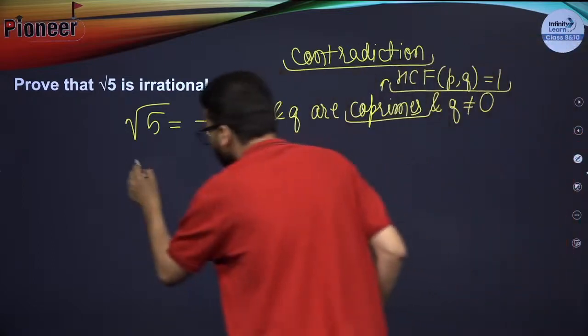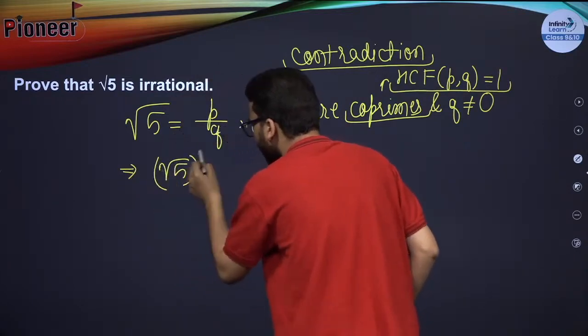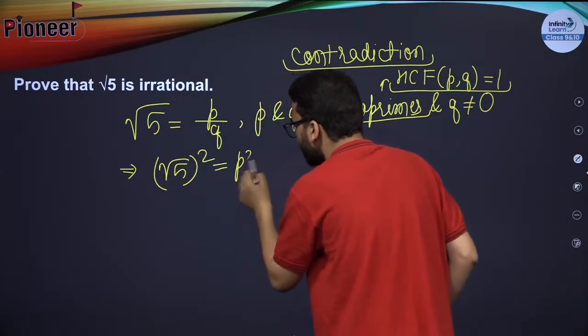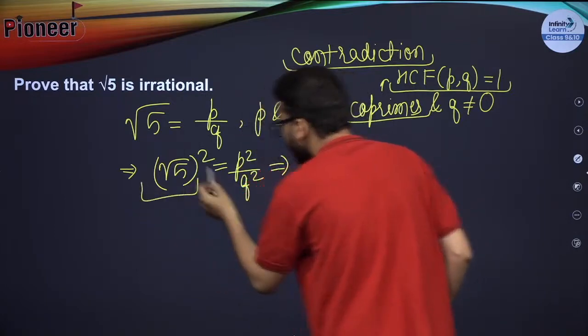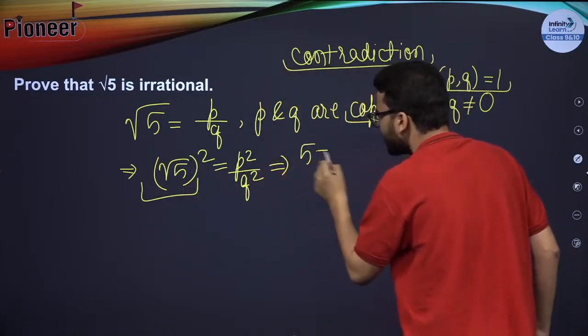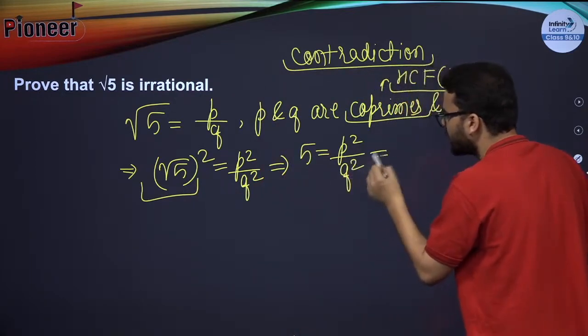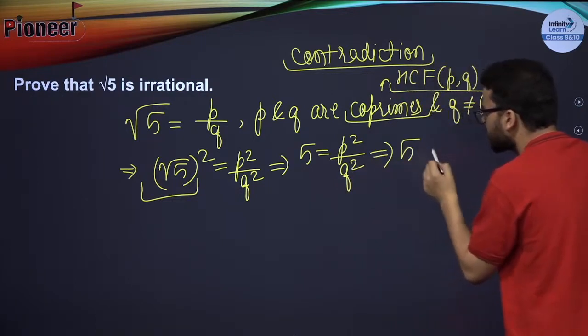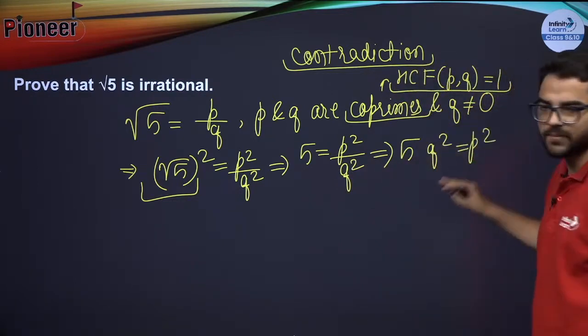Now let's square on both the sides over here, guys. Can we square on both the sides? So we can get root 5 square is equal to p square upon q square. From here root 5 square is nothing but 5. So 5 is equal to p square upon q square. So I can write 5q square is equal to p square over here.